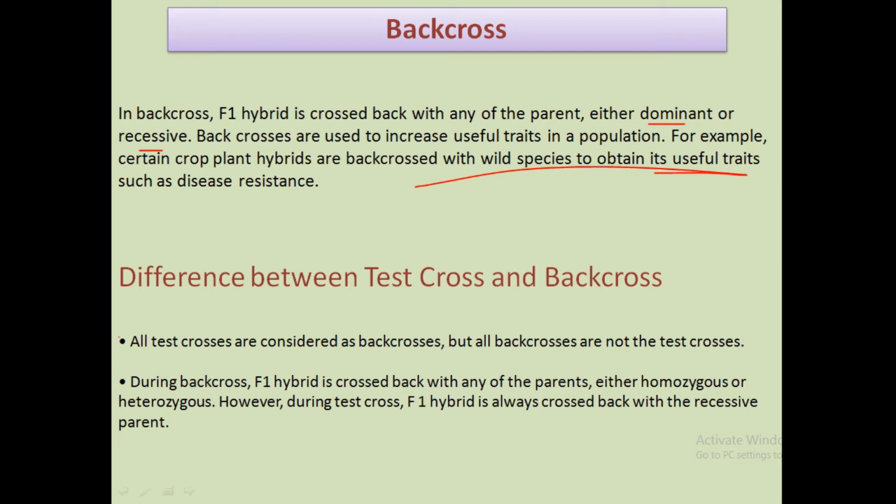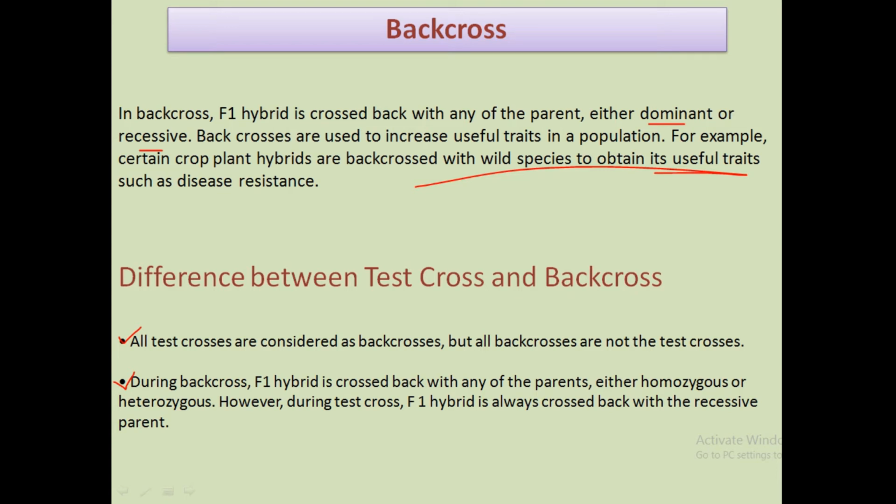The first difference is that all test crosses are considered back crosses, because in test cross we are crossing the genotype with a recessive one. In back cross we can cross with the dominant or with the recessive one. So both things are the same in case of back cross, so back cross is a wider picture. The next difference is that during back cross, the F1 hybrid is crossed back with any of the parents, either homozygous or heterozygous. However, during test cross, the F1 hybrid is always crossed back with the recessive parent.